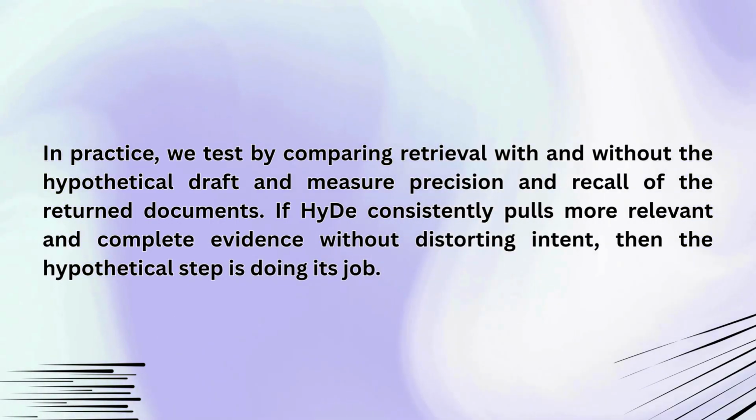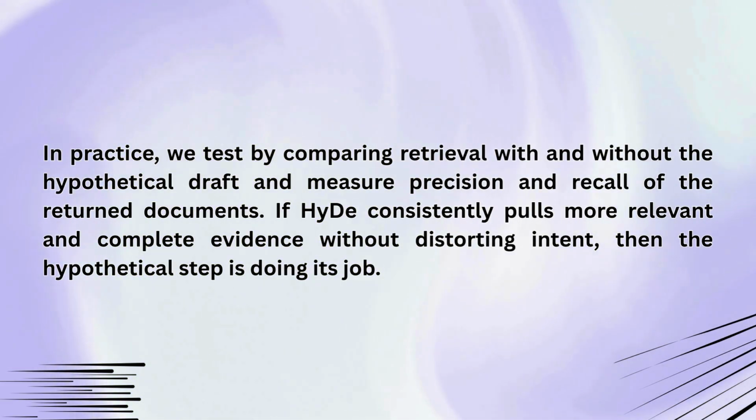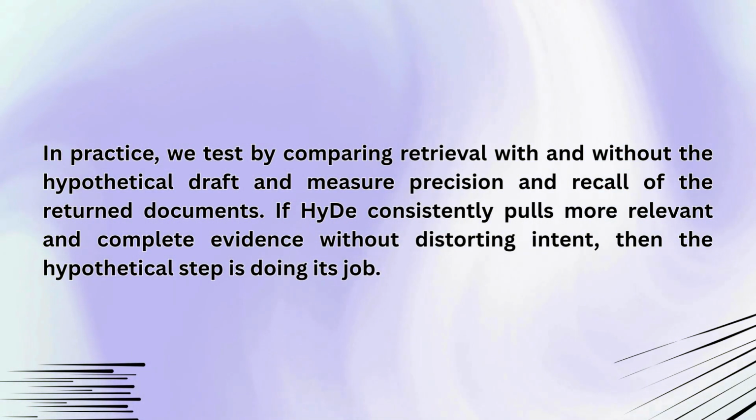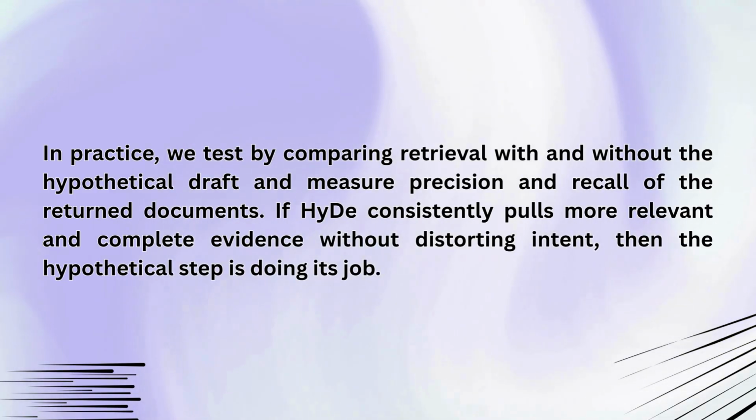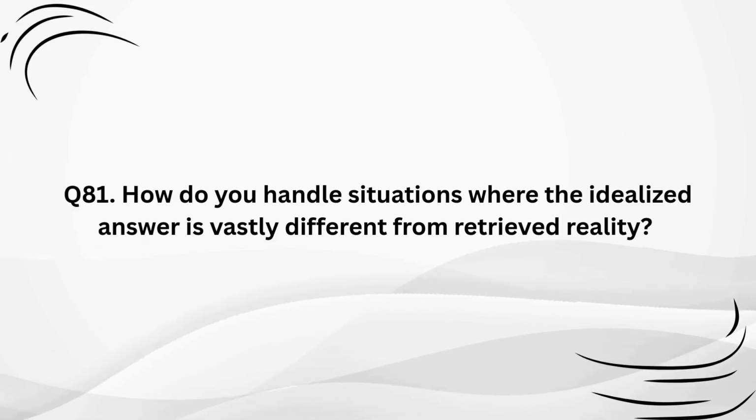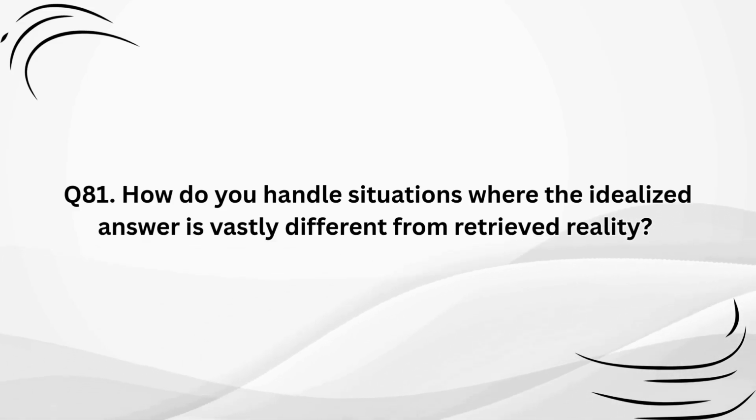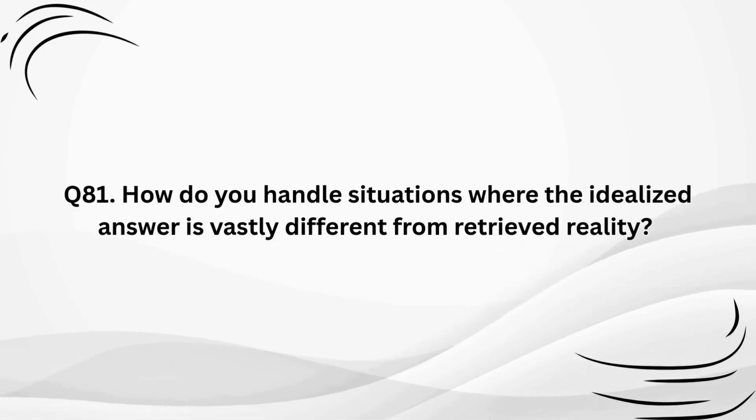In practice, we test by comparing retrieval with and without the hypothetical draft and measure precision and recall of the returned documents. If HyDE consistently pulls more relevant, complete evidence without distorting intent, then the hypothetical step is doing its job. How do you handle situations where the idealized answer is vastly different from retrieved reality?